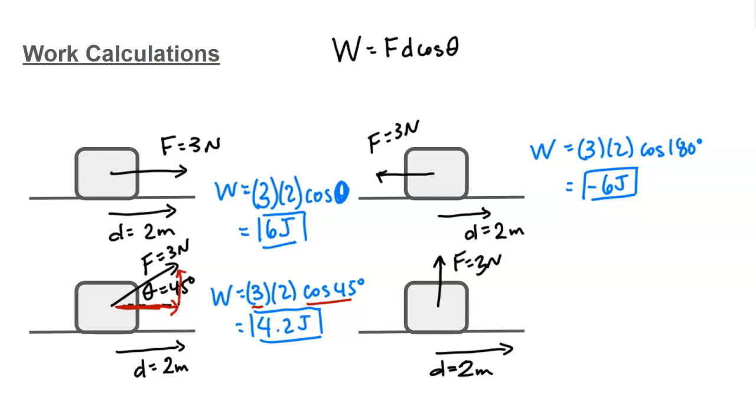So what if we have a force up and we have a displacement of 2 meters, what's the amount of work? So the work here is 3 times 2 cosine 90 degrees. Okay, so 6 times cosine 90 is 0, so anything times 0 is 0. So this force upward is not doing any work on this box here.